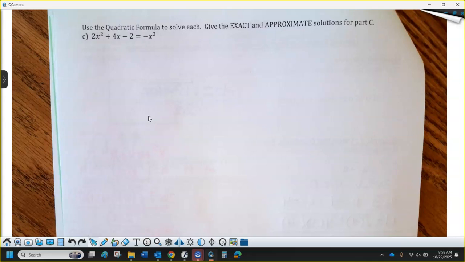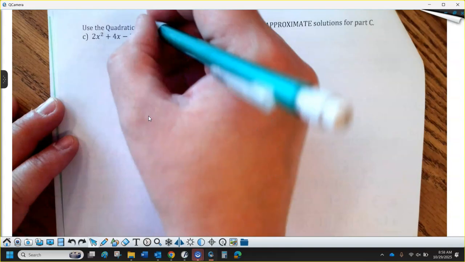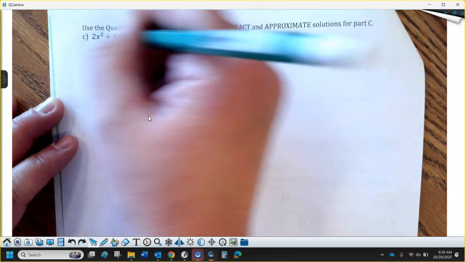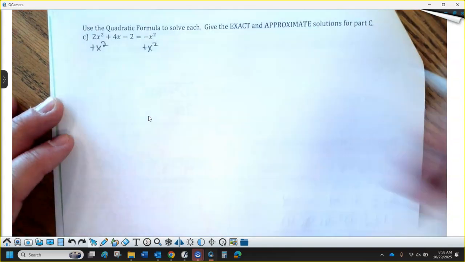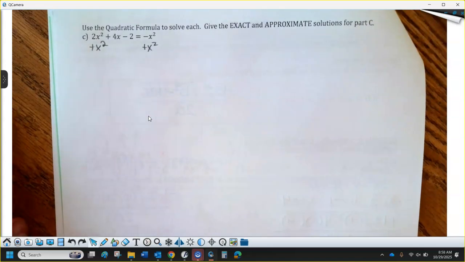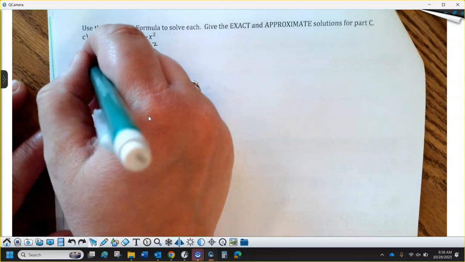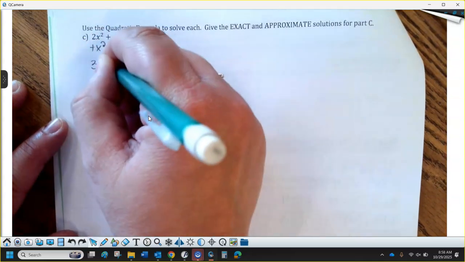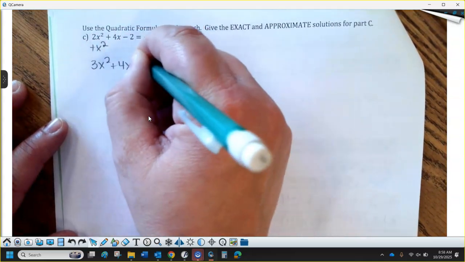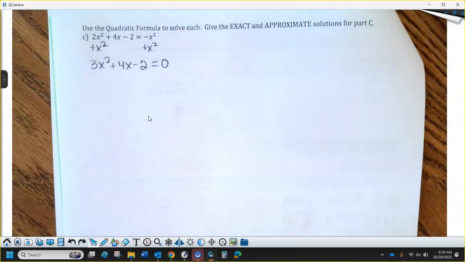But if we just have a square root of 5 or whatever, we can do that on the calculator to get what they call an approximate solution. Now, I'm going to do one step here because you do want to set this equal to 0 before you start. I have a negative x squared just by itself on one side, so I'm going to add that to the other side. That's going to give me 3x squared plus 4x minus 2 equals 0.